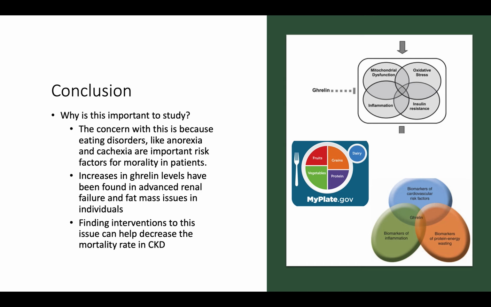So, in conclusion, the concern with this is that eating disorders like anorexia are important risk factors in mortality in patients with chronic kidney diseases. Increased ghrelin levels have been found in advanced renal failure and fat mass issues in individuals, including children. Finding interventions for this issue can help decrease the mortality rate in chronic kidney disease.